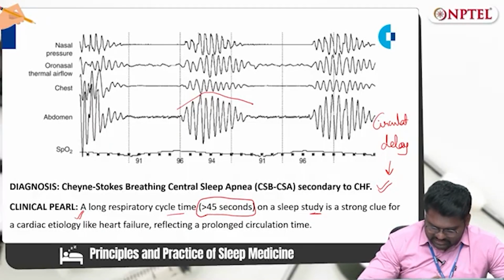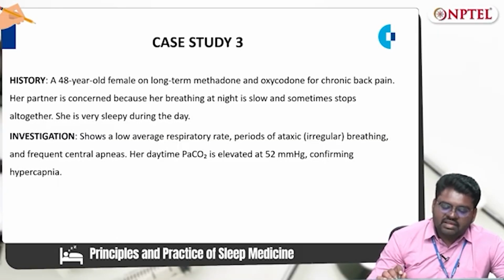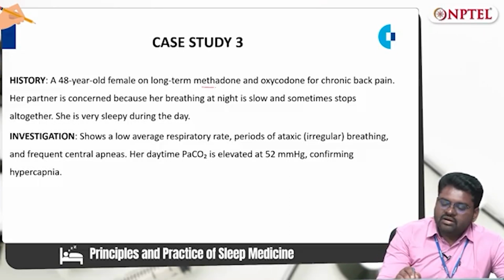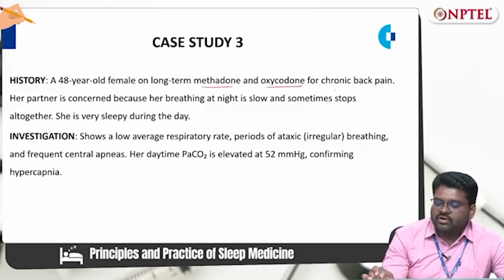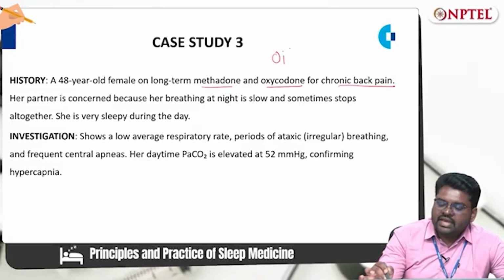Reflecting a prolonged circulation time. Now we are moving to case study 3. A 48-year-old female on long-term methadone and oxycodone for chronic back pain. So here the history is opiate use.